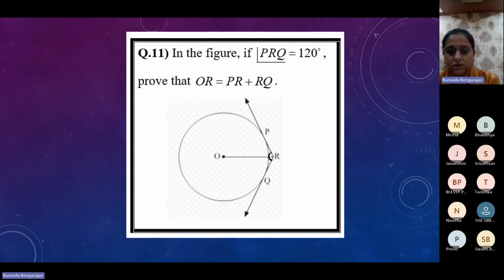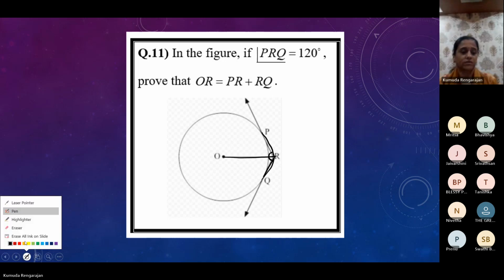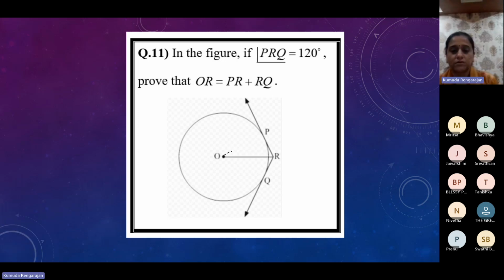This angle is 120 degrees, PRQ. We need to show that OR is equal to PR plus RQ. Step 1. Join P to O and Q to O. Show that these two triangles are congruent.